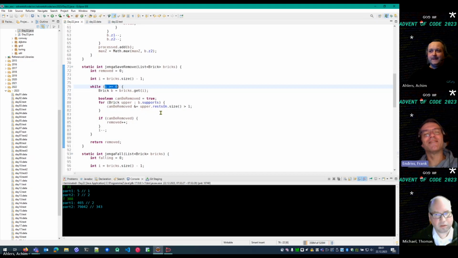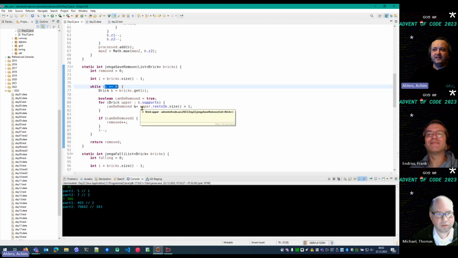I guess it's important to get the definition here right. So what we actually search for is all bricks that are not a single one supporting another brick. If a brick is the single brick supporting another brick, then we must not remove it, and then we can remove all others. So it's a bit from behind through the ear, but yeah, that's the question. Exactly. The other way around, if it doesn't support anything, it can be removed as well.